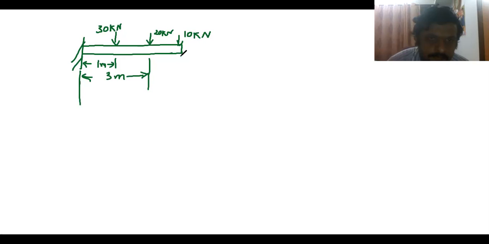So let me draw the diagram once again. Try to understand the problems, students. So this is 30 kilonewton, and this is your 20 kilonewton, and this is your 10 kilonewton, and this distance is 1 meter, and this distance is 3 meter, and the total length of the cantilever beam is 5 meter. So what do we say? If from here to here it is 3 meters, and from here to here it is 1 meter, then 3 minus 1 is 2. From here to here it will be 2 meters. And if the total length is 5 meters, and from here to here it is 3 meters, then this particular is 5 minus 3, which is 2 meters.